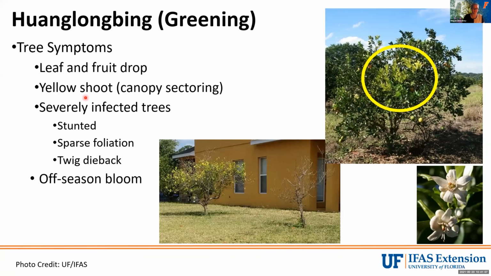Yellow shoots are common on younger trees. You can see sectoring in the canopy here, but severely infected trees are stunted. This tree here is probably 14 years old, but it looks like it was planted 3 years ago. You've got sparse foliation, twig dieback. I think that tree exhibits it all, and off-season bloom can occur as well.